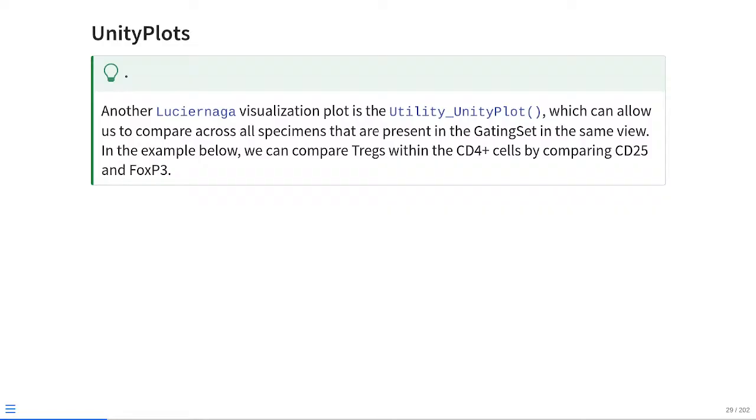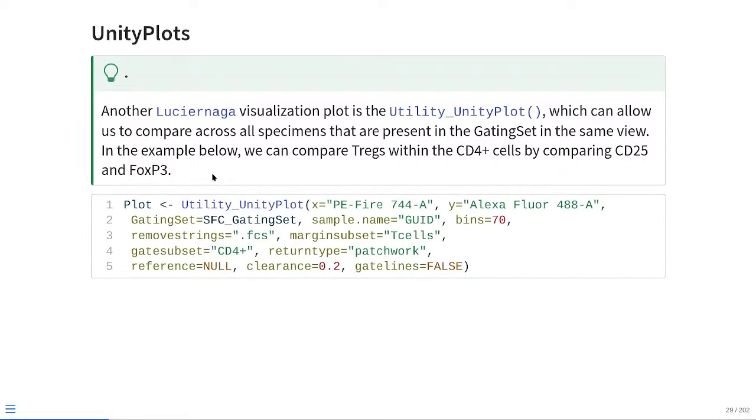So in this case, let's say we were interested in seeing what the Tregs look like across all our different specimens that we have acquired. You could just designate your gate of interest as CD4 positive, and then just specify the CD25 by FoxP3 markers on your X and Y axis. So this is what it looks like in syntax. All these functions are very similar in terms of the arguments being provided.